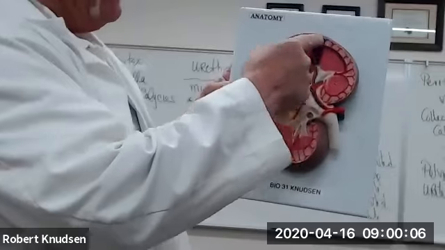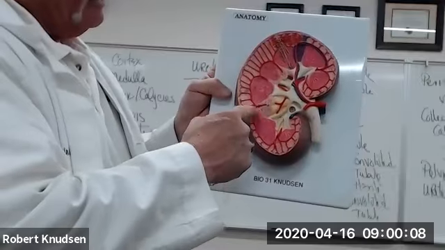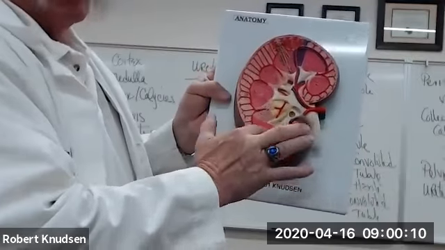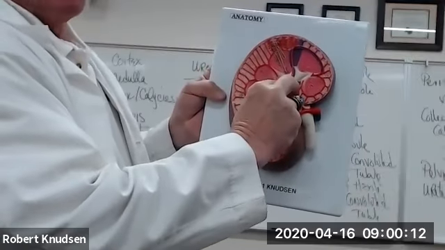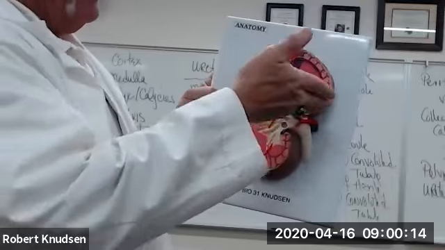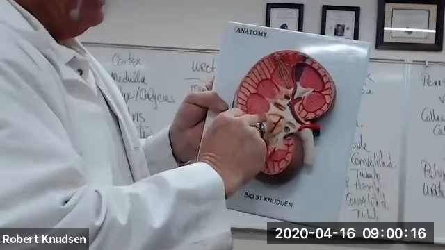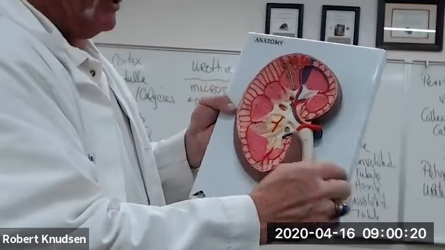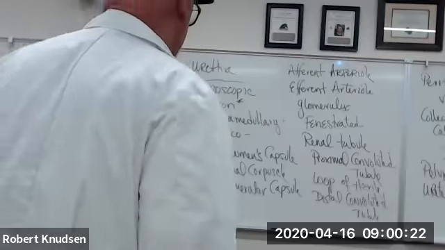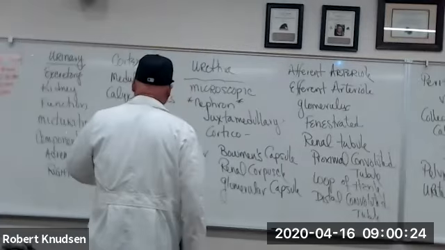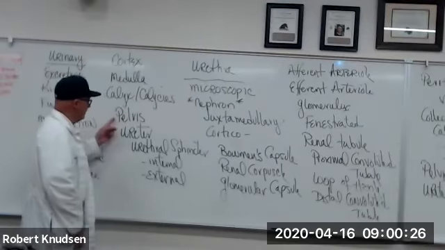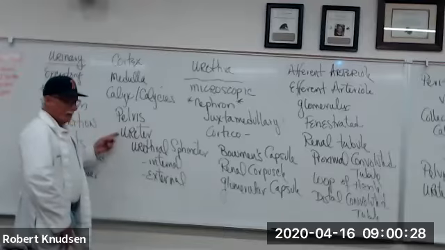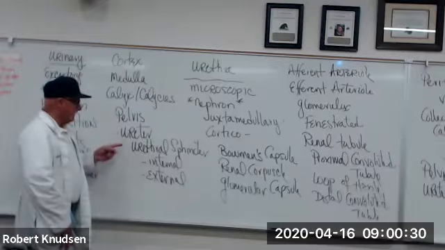This is the cortex. This is the medulla where the pyramids are. And this is the pelvis. 3 layers: cortex, medulla, pelvis. That leads to the ureter that goes to the bladder I just showed you. Which takes us down to here, the pelvis, the ureter. The ureter goes to the bladder.